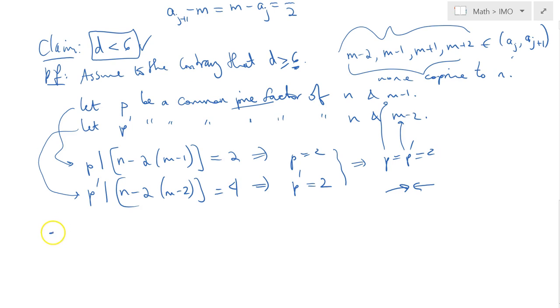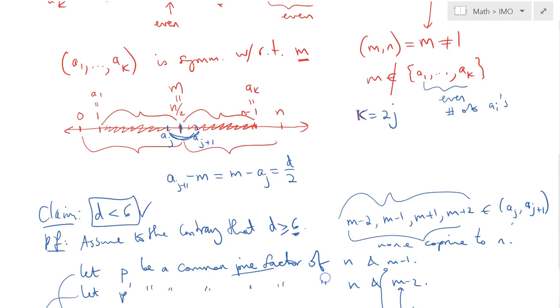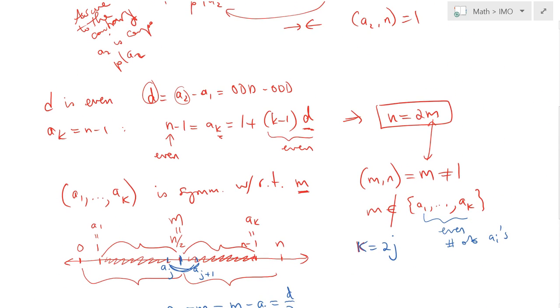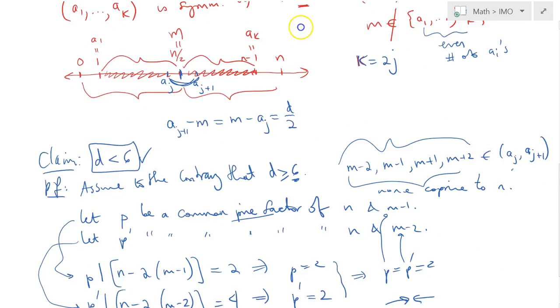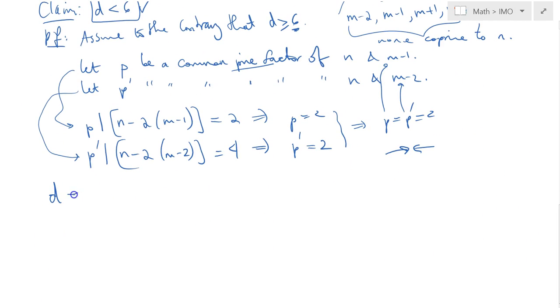So we have d is strictly less than 6, but we know d is even. We found earlier that d was even. So therefore d is either 2 or 4. Let's start with the second case, d is equal to 4.